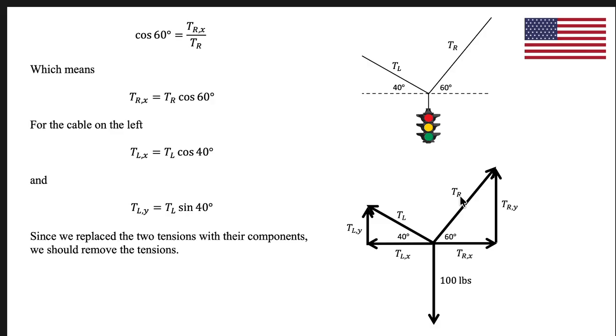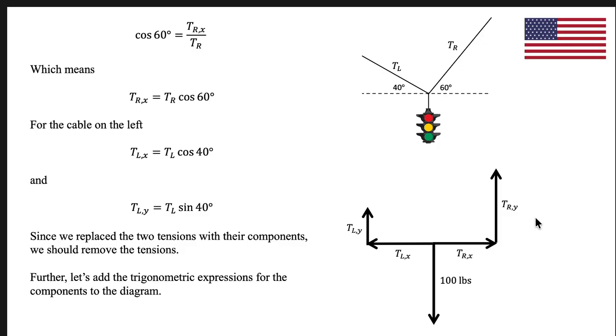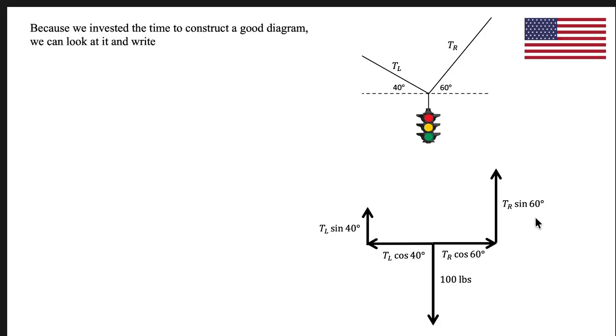So we should probably get rid of the tensions because these aren't two forces. It's either the tension force or its components. So let's get rid of those. And we can substitute the trigonometric expressions that we just calculated for each of those components. So TRY is TR sine 60, TRX is TR cosine 60, TLX is TL cosine 40, and TLY is TL sine 40. We are on our way, carefully, inexorably working towards the answer.